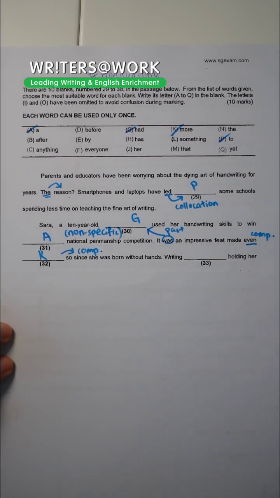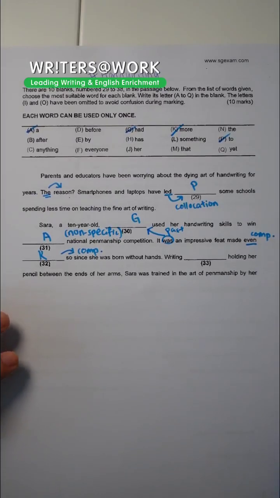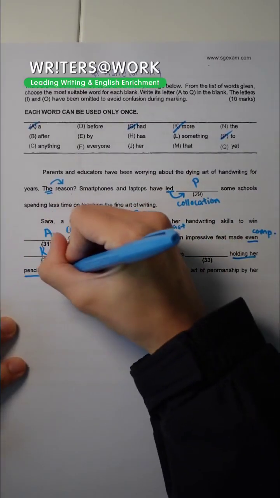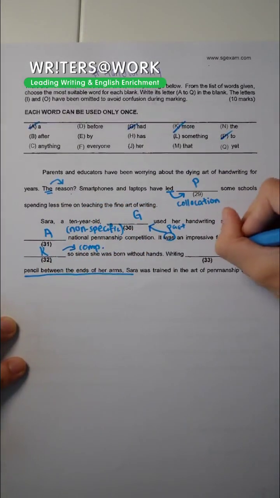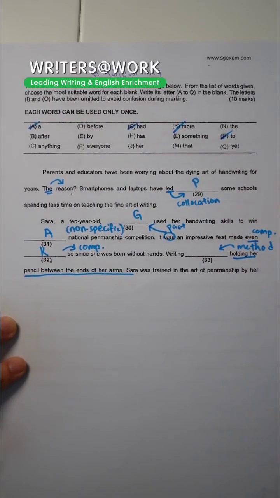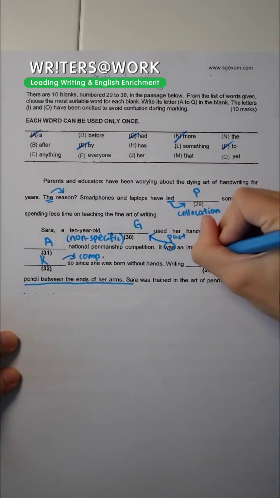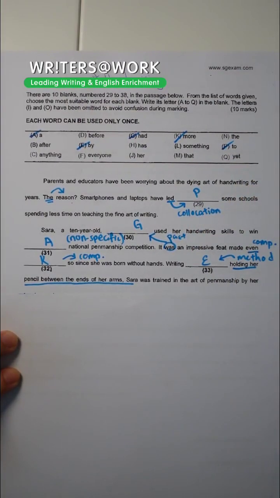Writing blank holding her pencil between the ends of her arms, Sarah was trained in the art of penmanship by her teacher. So writing blank holding the pencil between the ends of her arms. This talks about the method in which she learned to write. Okay. So you're looking for method over here. The answer should be writing by. Great job, Kanan. Great job, Gaia. And Rock and Roll King. Writing by holding her pencil.